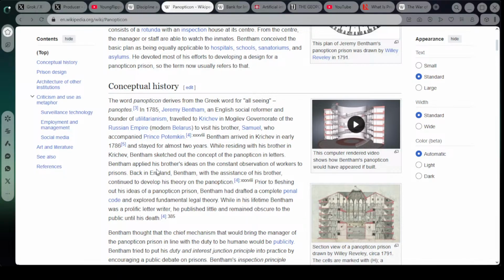Bentham applied his brother's ideas on the constant observation of workers to prisons. Back in England, Bentham, with the assistance of his brother, continued to develop his theory on the Panopticon. Prior to fleshing out his ideas of a Panopticon prison, Bentham had drafted a complete penal code and explored fundamental legal theory. While in his lifetime, Bentham was a prolific letter writer. He published little and remained obscure to the public until his death.